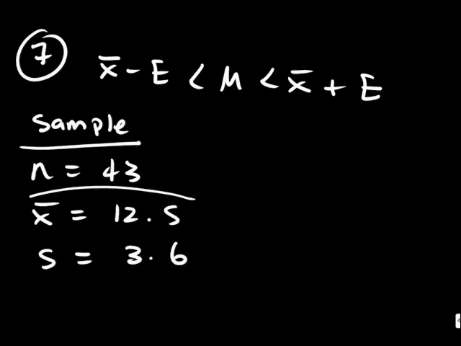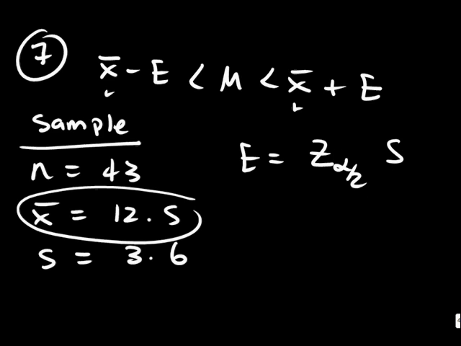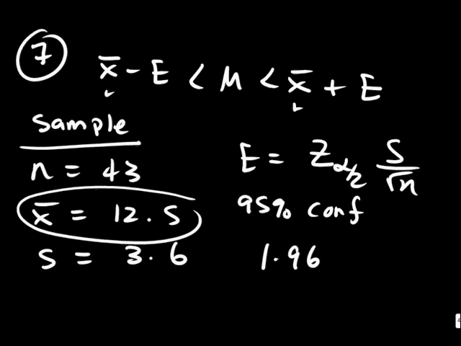They gave you a sample mean, so we can use it here. Our error formula is z alpha over 2 s over the square root of n. So they're asking us in question 7 to use 95% confidence. Now, the z alpha over 2 value associated with 95% confidence is 1.96. This is what we're going to use here.